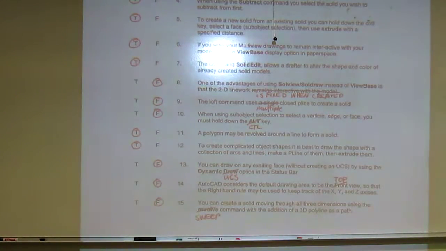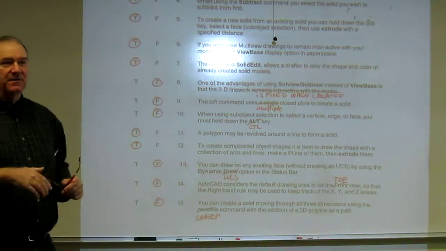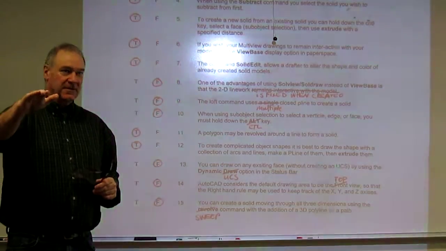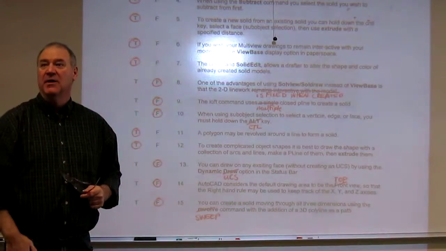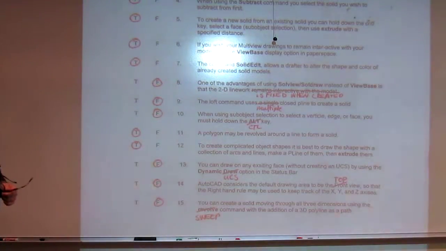To create complicated objects, you usually draw arcs and lines, make a P-line of them, and extrude them. Certainly that's true. 13 is your dynamic UCS. It's false. It's not dynamic draw. It's dynamic UCS. And keep in mind that's on your status bar. If you have it turned on, anytime your cursor goes over a plane, it recognizes that plane and you're drawing on that plane, as long as you hold your cursor in there.